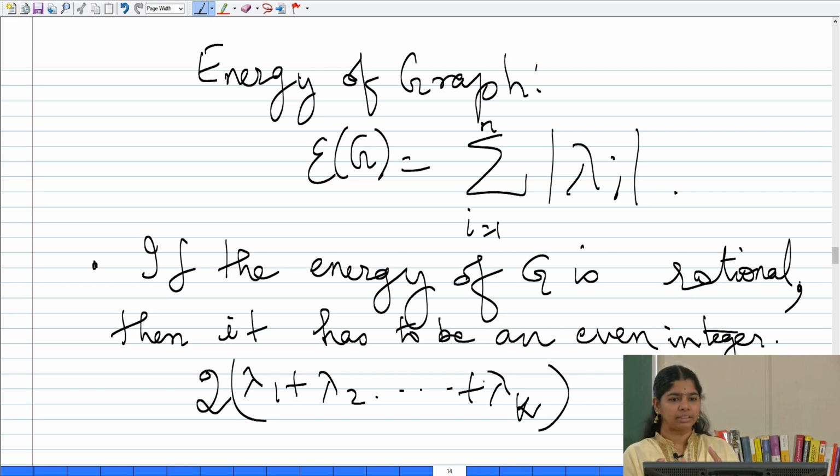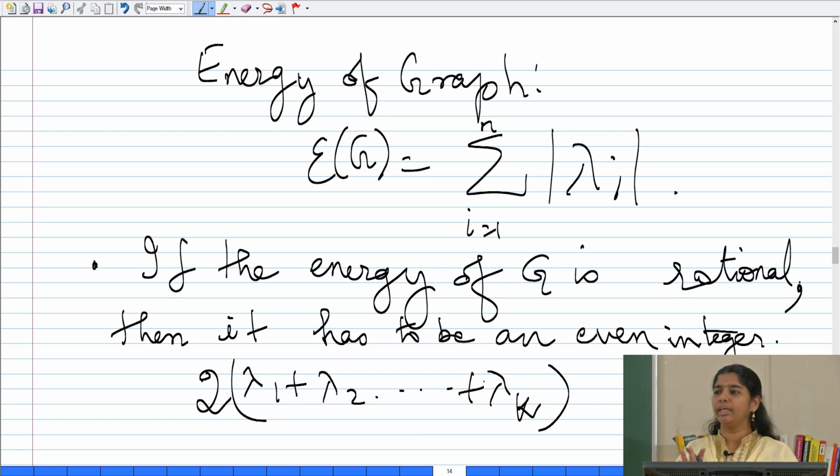I mean, it can be rational. If energy is rational, means what? We always know sum of 2 rational numbers has to be rational, right. Obviously, there is no irrational number popping in, but it says something stronger. It is not only just rational, it has to be an integer. Even integer you can see because of this multiple of 2 factor is there, but the claim is that it has to be in fact an integer.